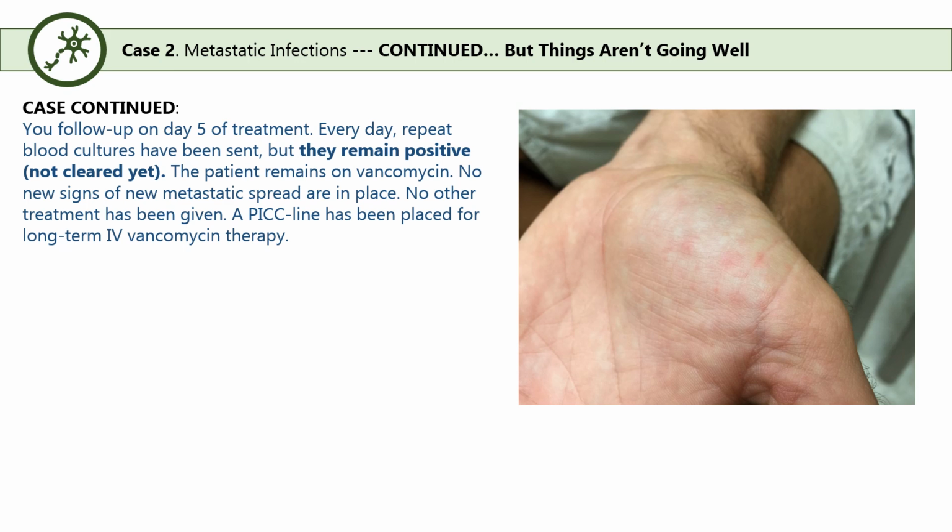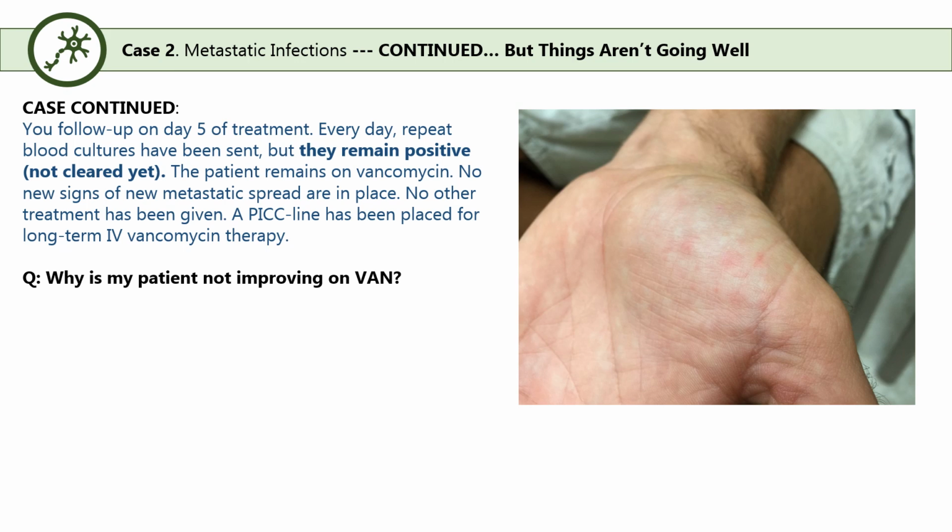In our case continued, we follow up with therapy on day 5 for planned monitoring while in hospital. On day 5, we notice that blood cultures remain persistently positive in daily cultures since our initial assessment. The patient remains on vancomycin and there are no new signs of metastatic spread. No other treatment has been given, although a new PICC line has been placed for long-term IV therapy.